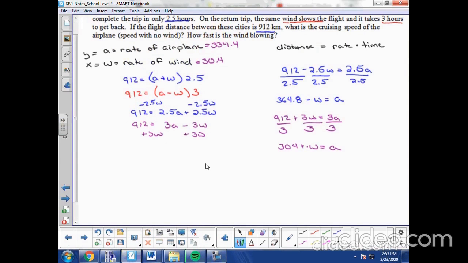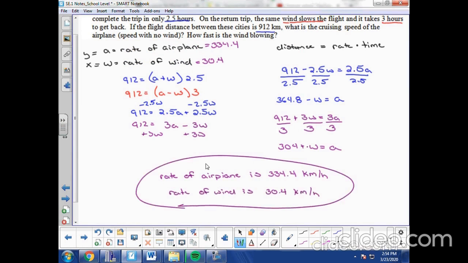So the rate of the airplane, and we do want to make sure we include units here, is 334.4 kilometers per hour. And the rate of the wind, or how fast the wind is blowing, is 30.4 kilometers per hour. And there we have it.